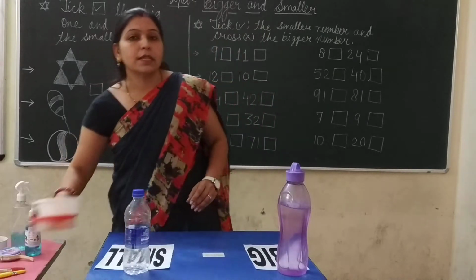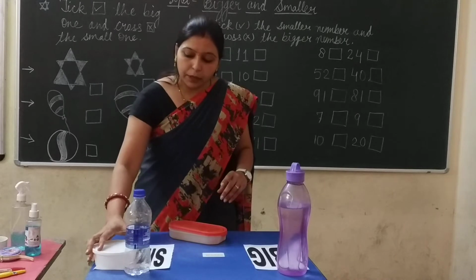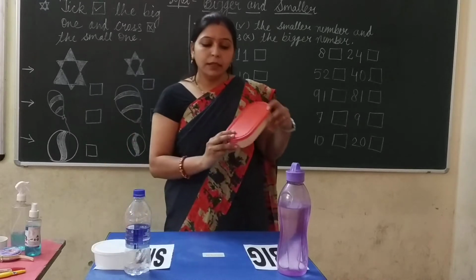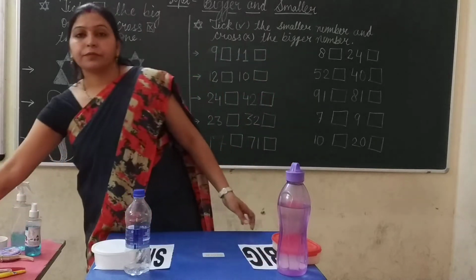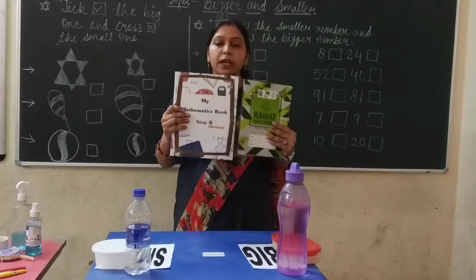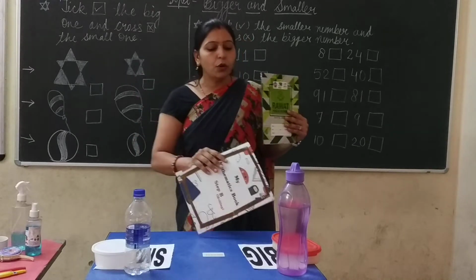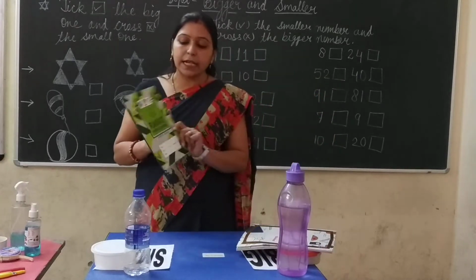Next, we have lunch boxes. Yes, this is a small lunch box. We will keep it here. And this is a big one, so we will keep it here with the big tag. Next, yes, we have these books. So which one is big? This one is big. So we will keep it here with the big tag. And this is a small one. That's why we will keep it here with the small tag.